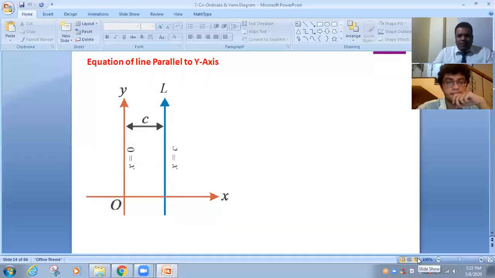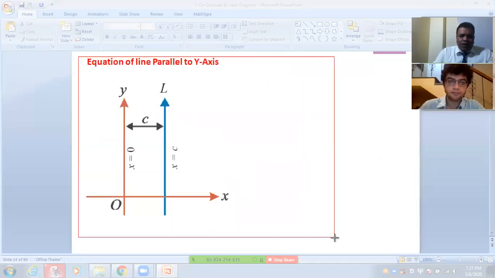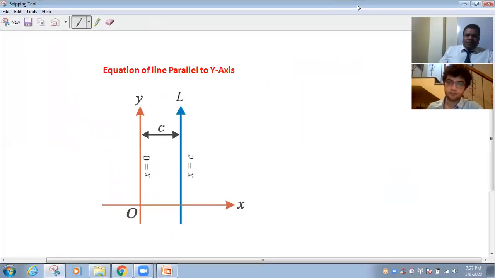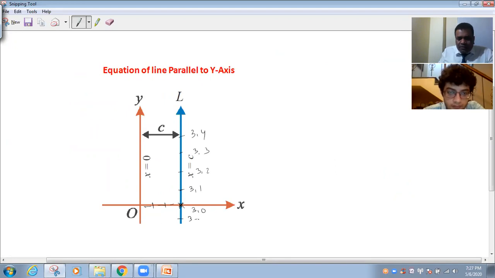The concept which I wanted to discuss: this is called a line parallel to the y-axis. So I'm assuming the distance from here to here could be c. What is the coordinate of this one? Take some numeric value 1, 2, 3. So the coordinate of this one be 3, 0. If I go a unit up, this is 3, 1. Further up 3, 2. Further up 3, 3. Further up 3, 4. Go down 3, minus 1. Further down 3, minus 2.